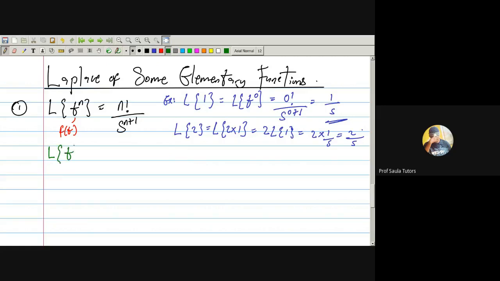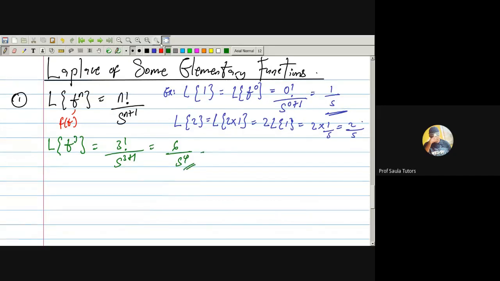Similarly, let me say I have the Laplace transform of t cubed. How do I do it? I'll just follow this formula. 3 factorial over s raised to power 3 plus 1. And that's 6 over s to the power of 4. That's all. That's the first Laplace transform that you should know. So another one is this.